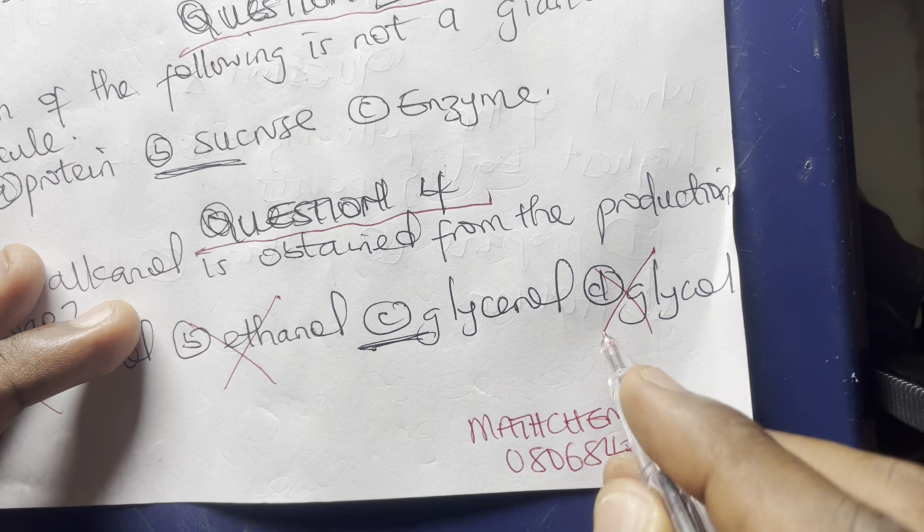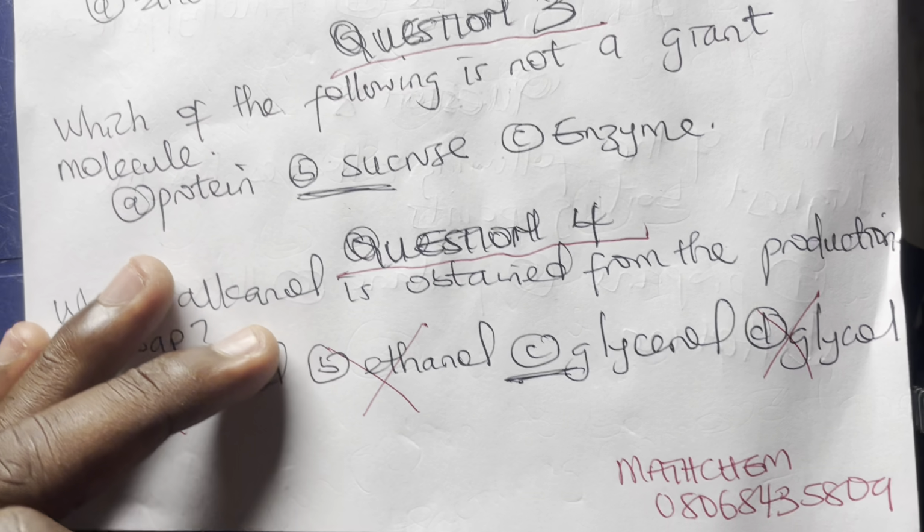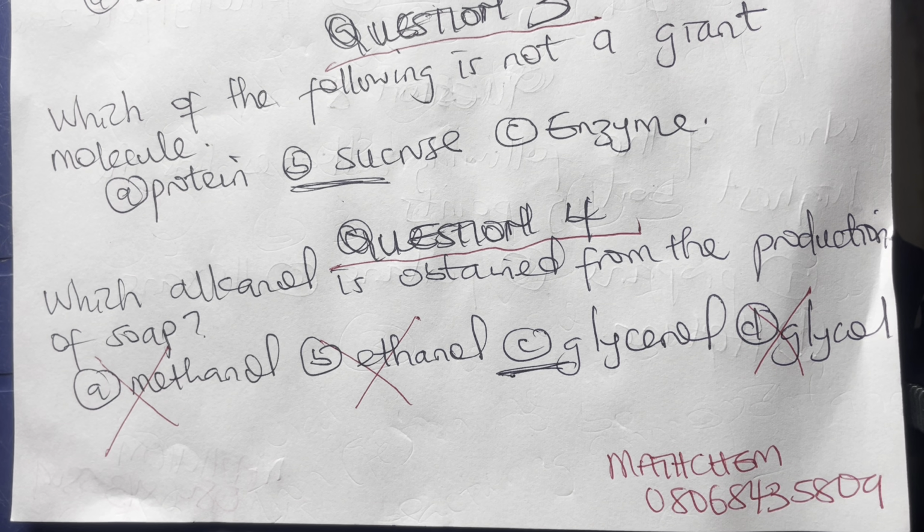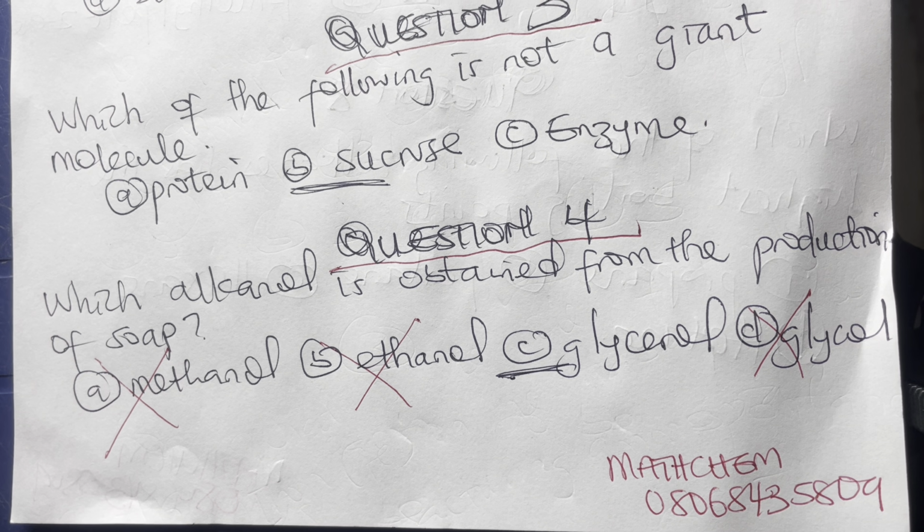So look at it. It is not glycol. So imagine the option. This is the correct answer. The correct answer here is glycerol. Because if you are using alkanol, like if you are producing soap, the alkanol that will be gotten at the product side is glycerol.